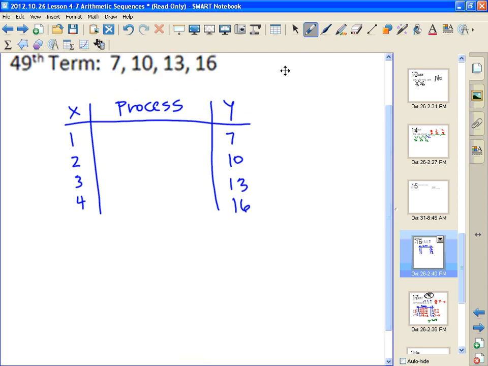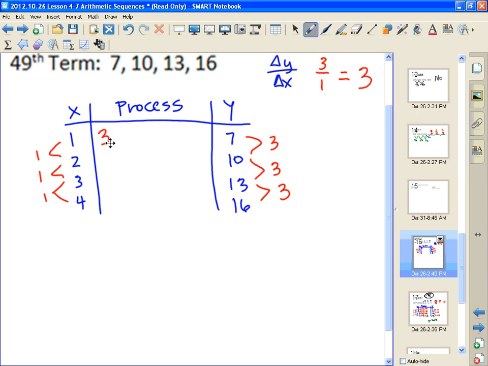And then we try to find our change in y over our change in x. So what is our y value changing by each time? 3, good. And then what is our x value changing by each time? 1. So we put 3 over 1, which reduces to 3. So I take the 3 and I put it here. So I say 3 times 1 is 3, but then we need for the answer to be 7. So to get from 3 to 7, we plus 4.